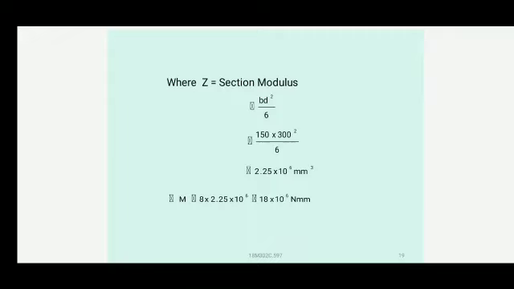So Z is equal to section modulus, and that is equal to BD square by 6. So 150 into 300 square by 6, that is 2.25 into 10 to the power of 6 mm to the power of 3. So M is equal to 8 into 2.25 into 10 to the power of 6, that is equal to 18 into 10 power 6 Newton mm.